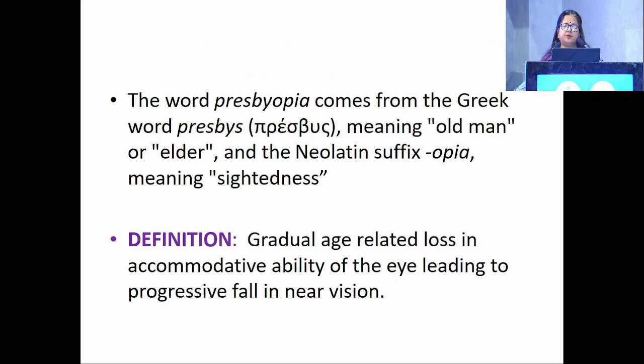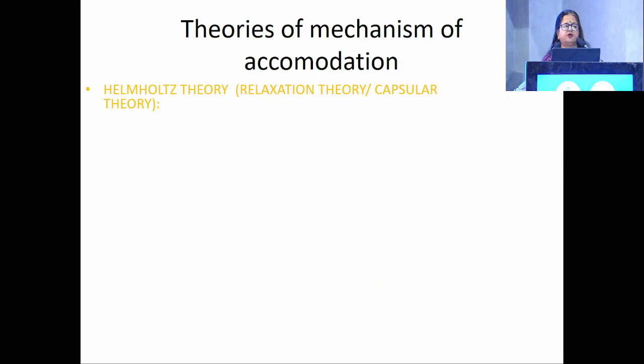So the word presbyopia comes from the Greek word presbyopes, old man or elder, and the suffix opia means sightedness. It is a gradual age-related loss in the accommodative ability of the eye, leading to progressive fall in near vision.